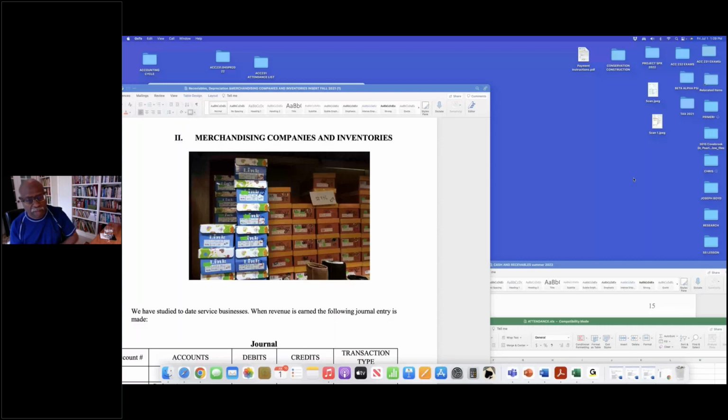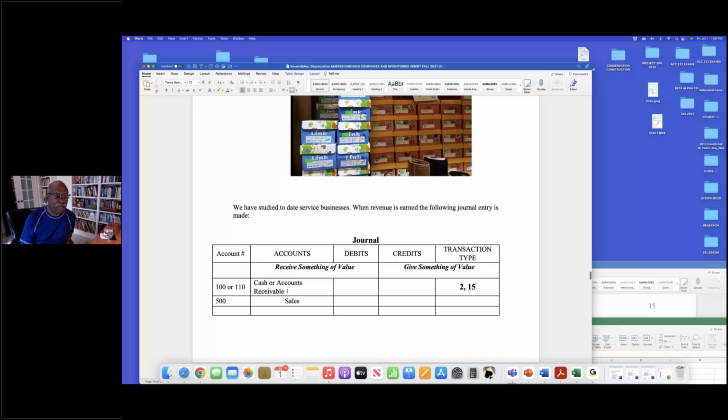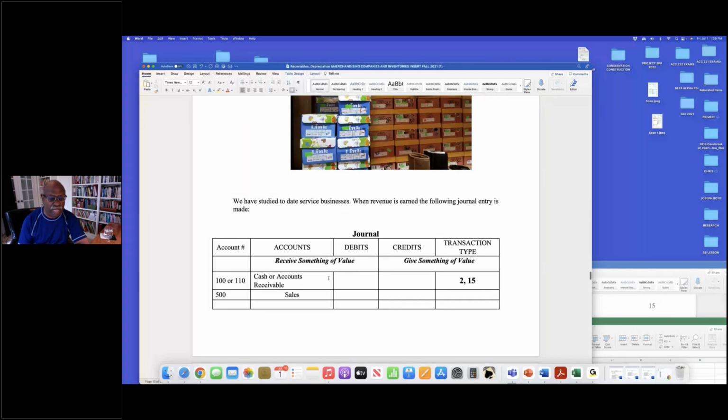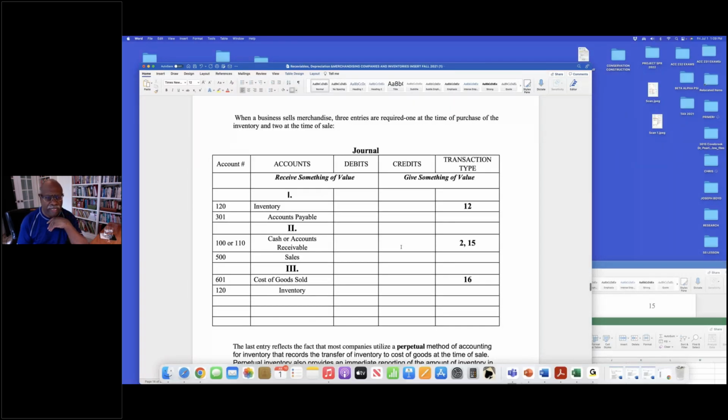So we're moving to merchandising companies. As you remember, initially we just had the service company. We rented cars and we got cash; when we had sales, we debited cash and credited sales. But when we get to a company that sells inventory, it changes. There are three entries that have to be made. First of all, we have to make the entry to purchase the inventory. And as always, we debit inventory and credit accounts payable. That's always the entry, it never changes.